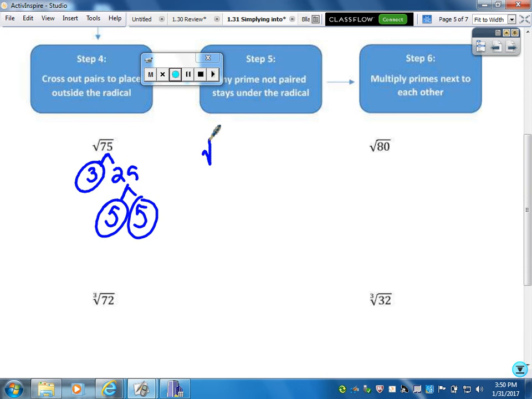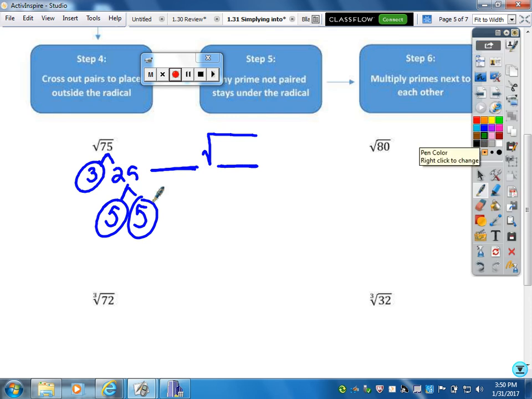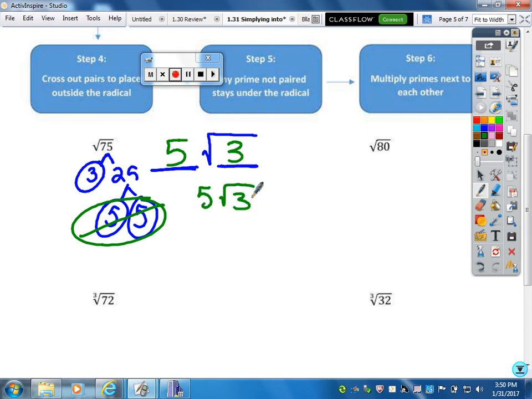Now this is more of a sorting game than anything else. You've got your root. Inside, we're going to put anything that does not have a pair. On the outside, we're going to put any pair of numbers that we have. For example, let me switch colors. I have a pair of 5s right here, so I'm going to put a 5 outside. I have this lonely old 3 here, doesn't have a partner. He has to stay inside. So our final answer is 5√3.